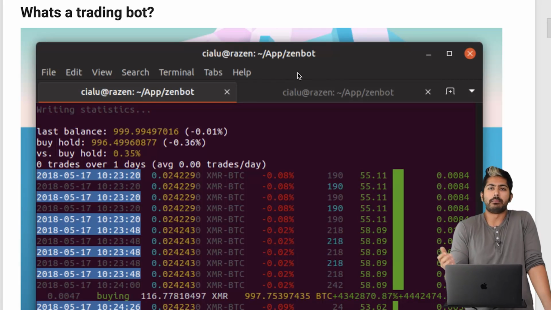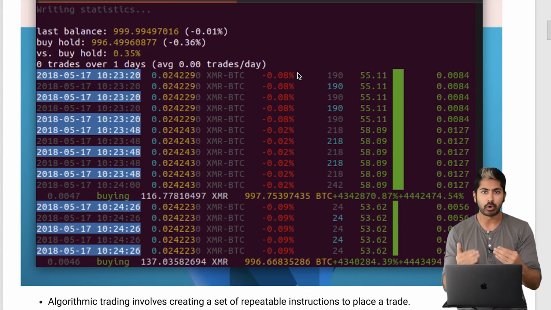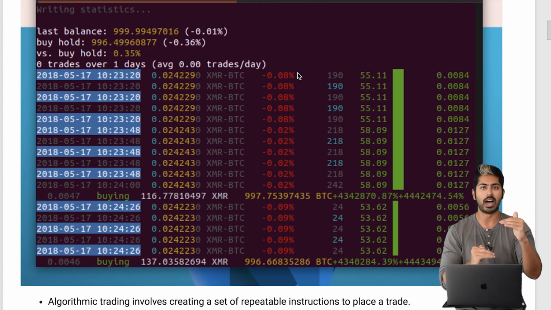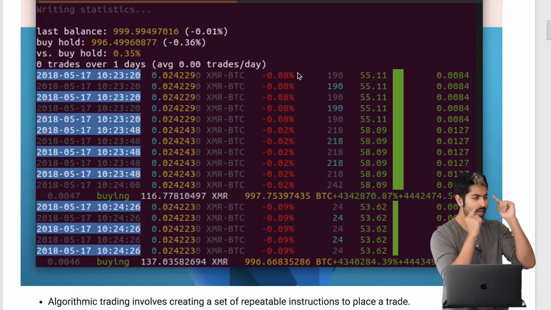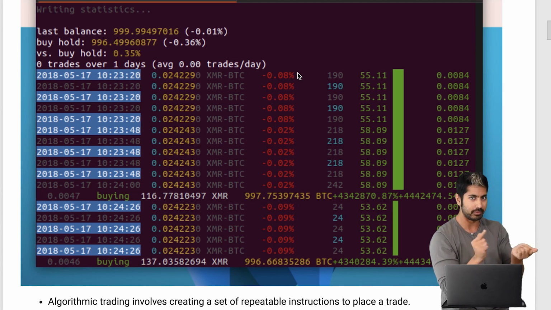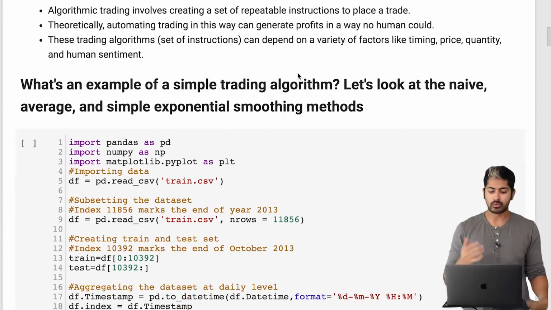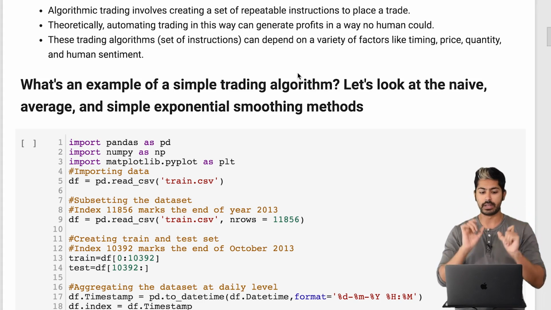So what is a trading bot? A trading bot is an algorithm that makes trades for you. It's a set of repeatable instructions that happen every time. And so our job as a human is to encode those instructions and try to think of all the edge cases beforehand, and hopefully it works. So what's a simple example of a trading algorithm? Let's start with that. Let's look at the naive example first.